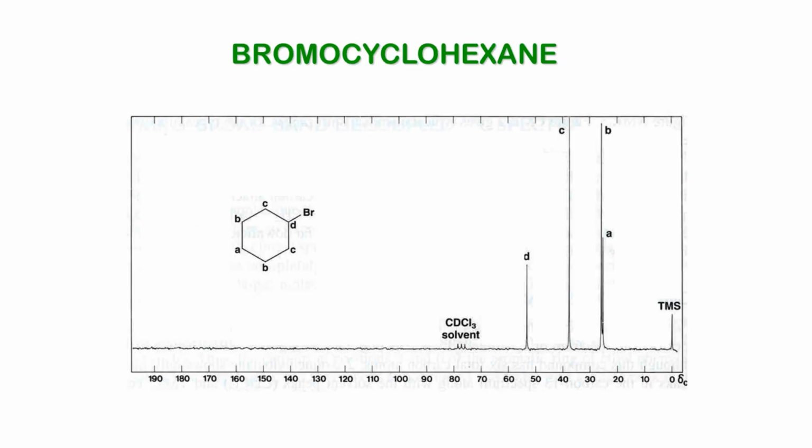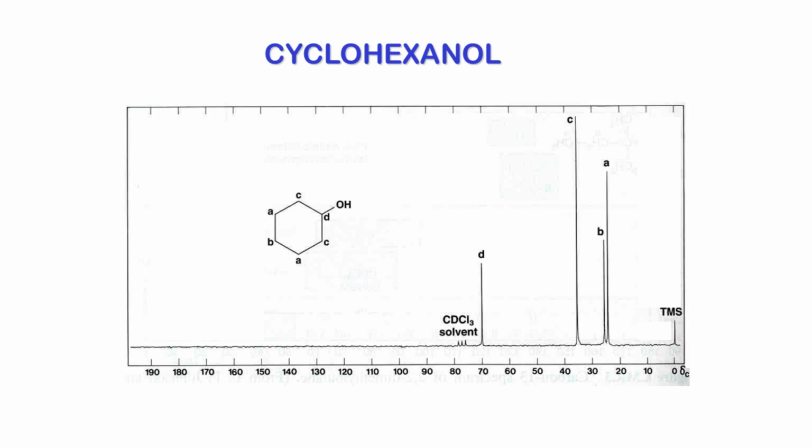Next, we have bromocyclohexane. The spectrum shows distinct signals for the carbons in the ring. The bromine atom causes a downfield shift, making the carbon it is attached to appear at a lower field. Moving on to cyclohexanol, the presence of the hydroxyl group influences the chemical shifts of the carbons in the ring. The carbon attached to the OH group appears downfield compared to the others.